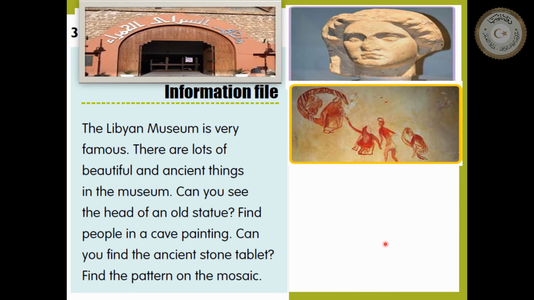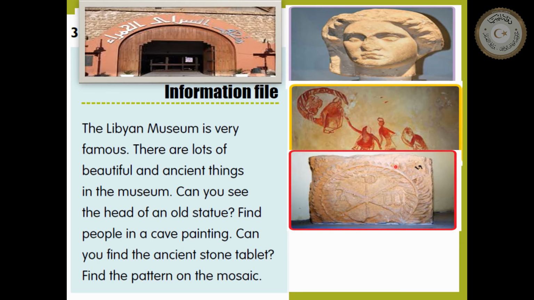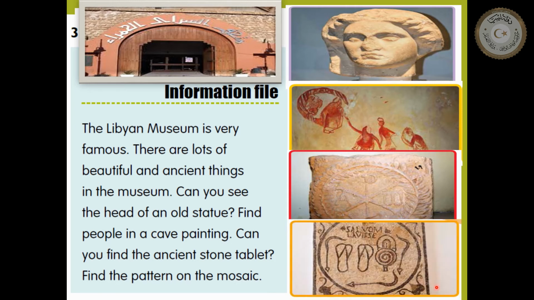Can you find an ancient stone tablet? Okay, it's a flat tablet. It is an ancient stone tablet. Also, you can find the pattern on the mosaic. And this is the mosaic. So we have the head of an old statue, the cave painting, and you can see there an ancient stone tablet and the pattern on the mosaic.